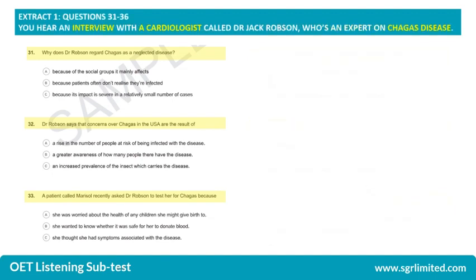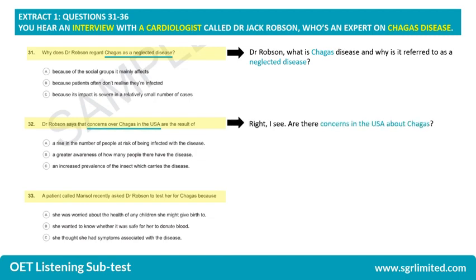You can do that by remembering that in an interview, the interviewer will ask questions that are related to your question paper. Here, the interviewer is asking Dr. Robson about Chagas and why it is considered a neglected disease. Question 31 is asking exactly the same thing. For question number 32, you will hear the interviewer asking about concerns over Chagas in the USA.